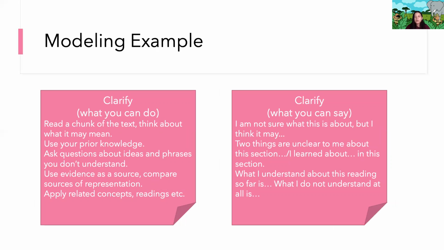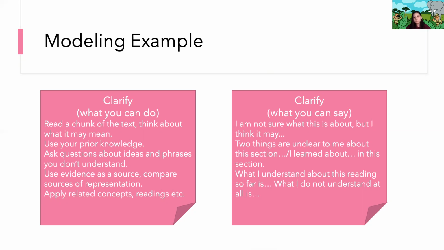For instance, in a class where teachers and students are doing interactive reading, teachers can guide students to think and to speak. The box on the left has some ideas that scaffold students to think. For instance, the teachers can remind the students to use prior knowledge and ask questions about ideas and phrases that they don't understand. Also, the teachers can encourage the students to apply related concepts and readings based on the given text. The box on the right provides sentence structures that students can use as they talk about the reading text.